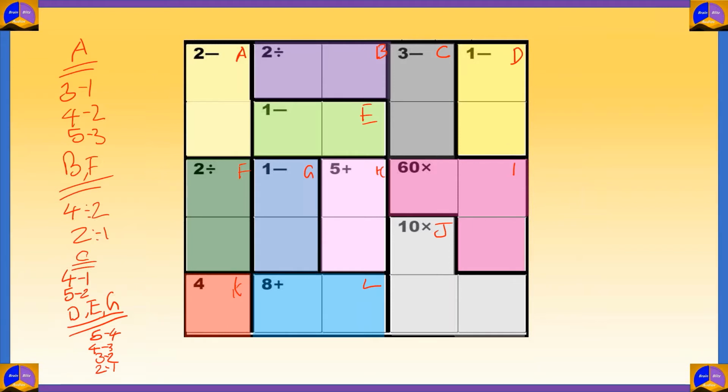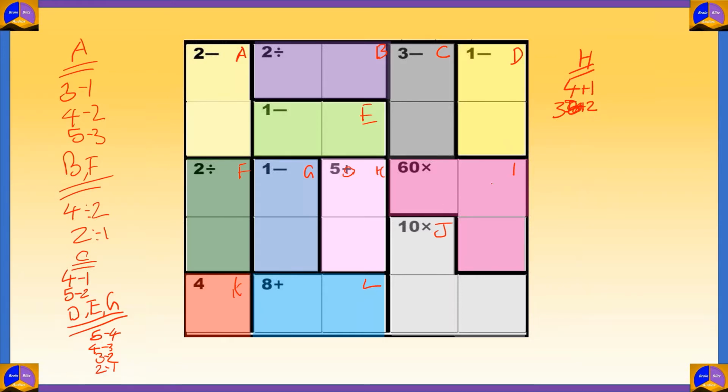Now, let's look at cage H. In this case, there are two cells and the operation is addition. After adding, our result must be 5. So, the options are 4 plus 1 and 3 plus 2.